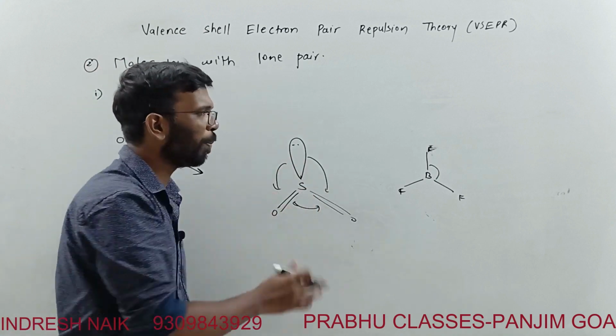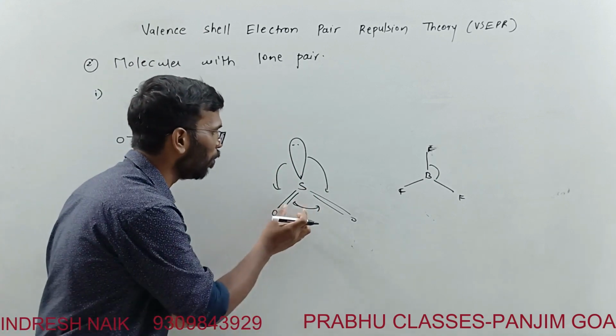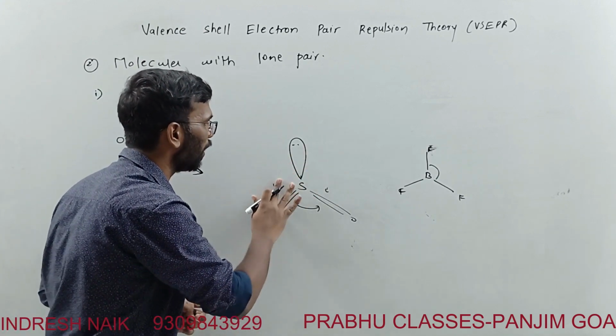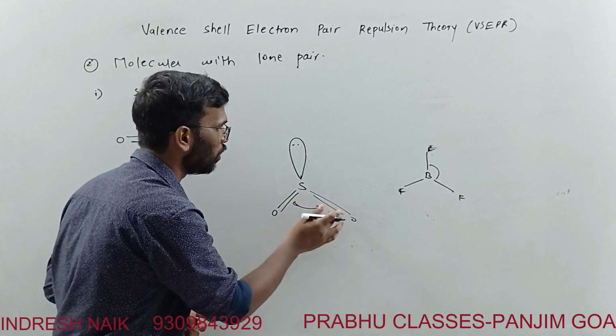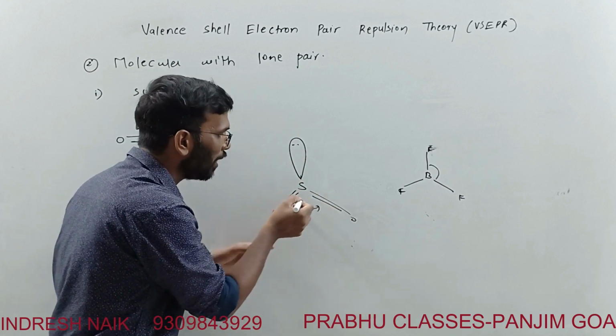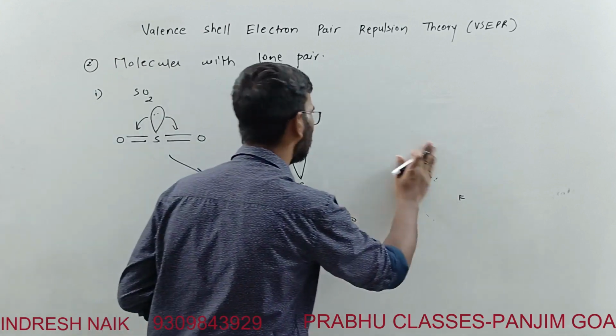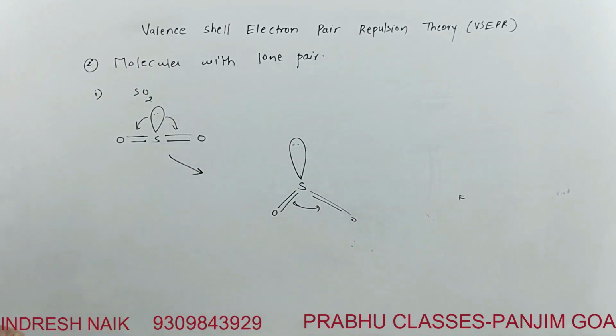So lone pair, bond pair repulsion is always more than bond pair, bond pair. So here there will be a maximum angle. This lone pair is going to push this down, and this angle will be less than 120. Remember this. Okay, this is the case with respect to sulfur dioxide.